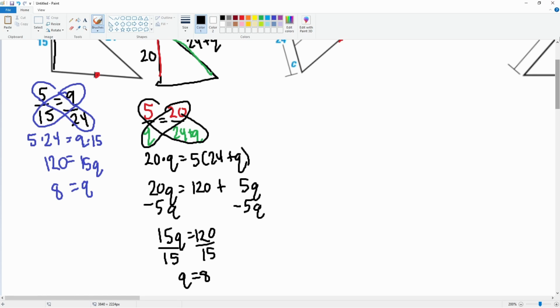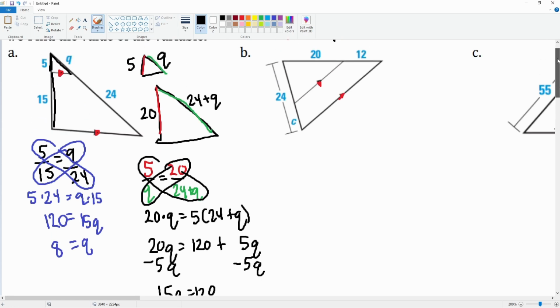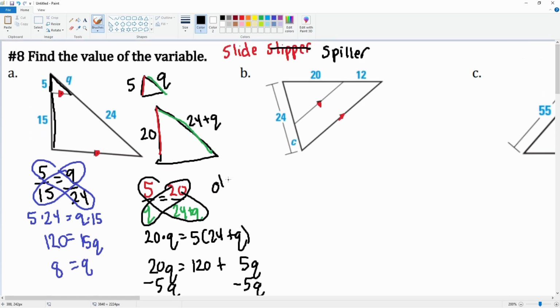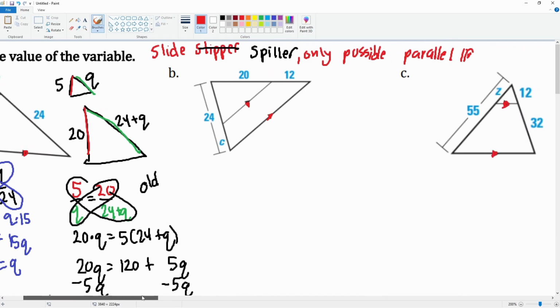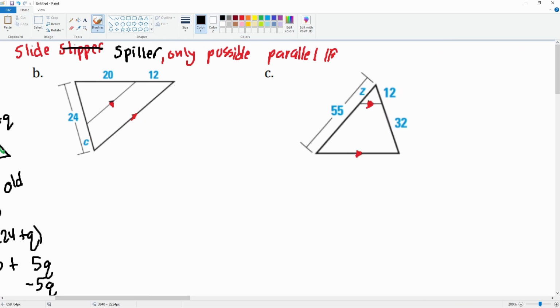You see, both methods do work. This is the old method where you compare the triangles, and this is the new method when you use the side splitter. Again, this is only possible for parallel lines. Okay, so this one we can do the same thing.